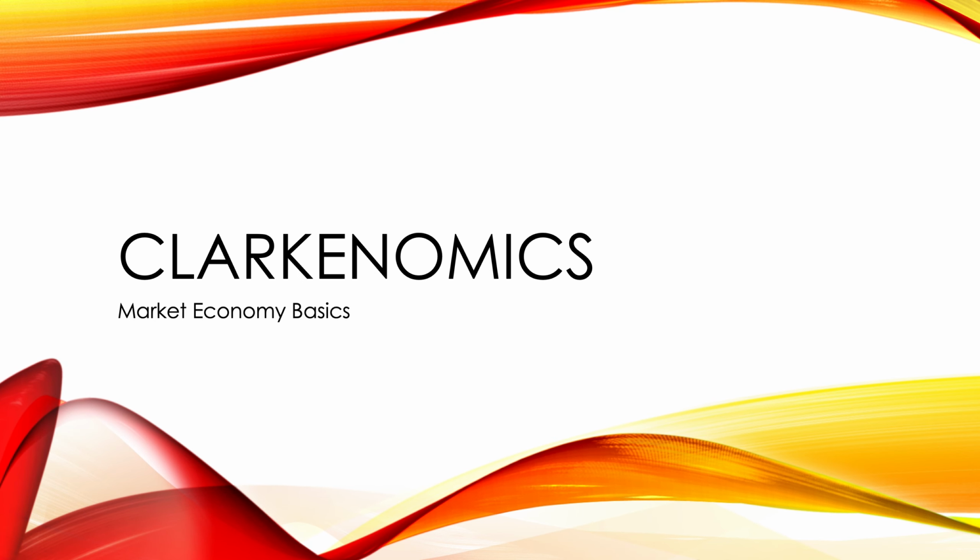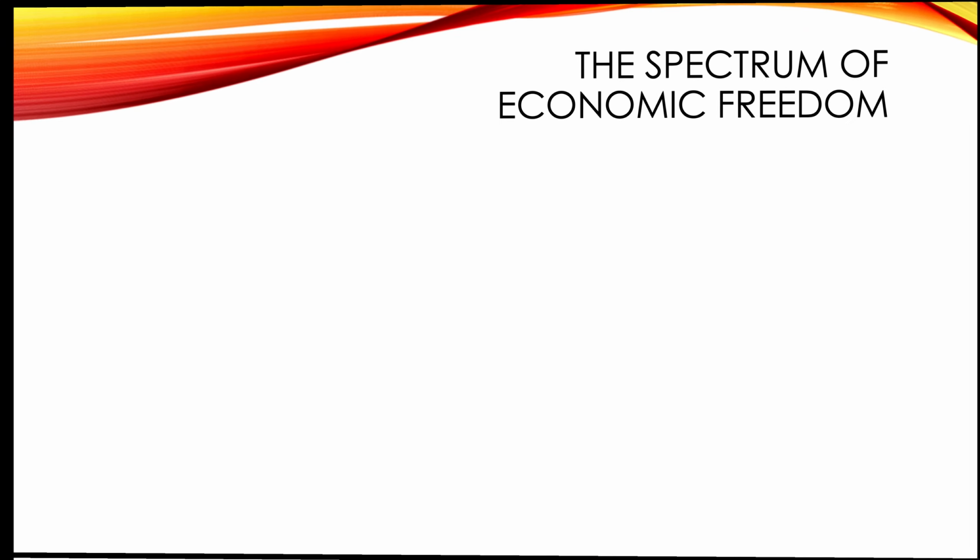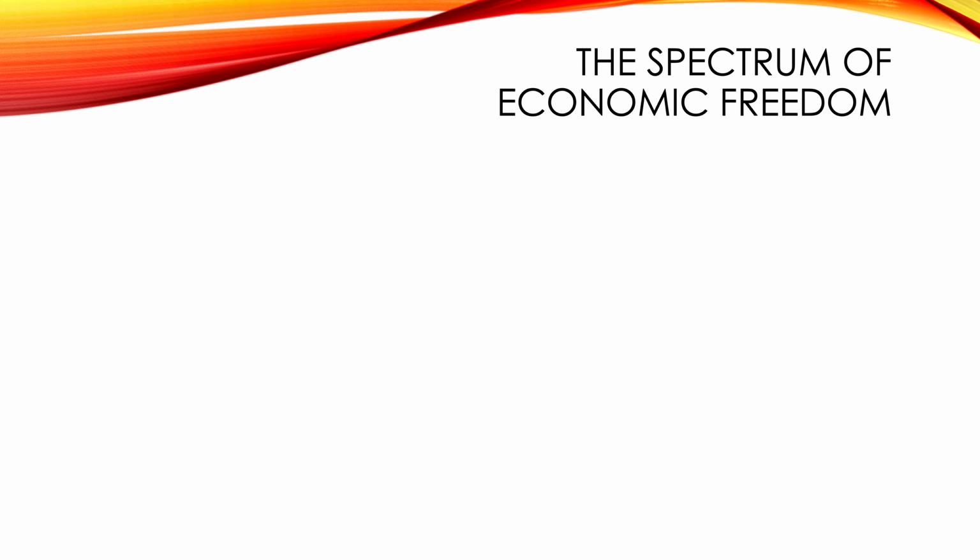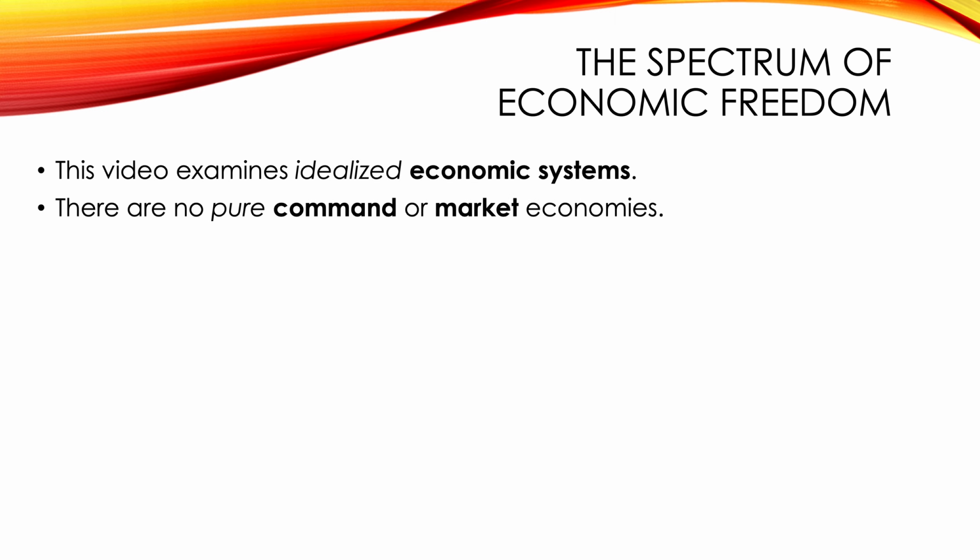In this video, we're going to cover the basics of a market economy. Now, the first thing I want to note here when we talk about these types of economies in the upcoming videos, we're dealing with a spectrum that's really based upon one thing, economic freedom. Now, in this video and subsequent videos, we're going to look at idealized economic systems. What that means is these are perfected versions of an economic system. And an economic system is the same thing as an economy. It's some way for allocating products and resources.